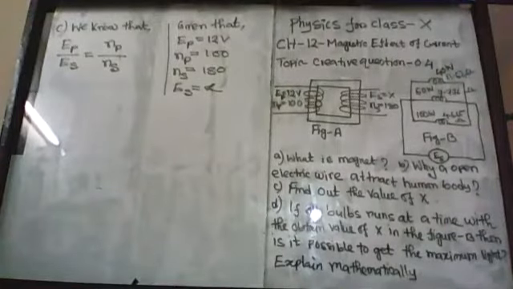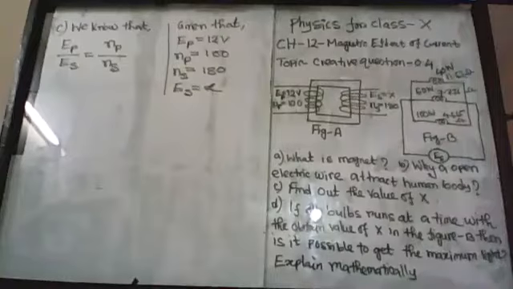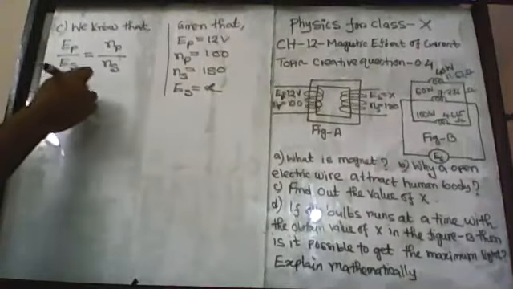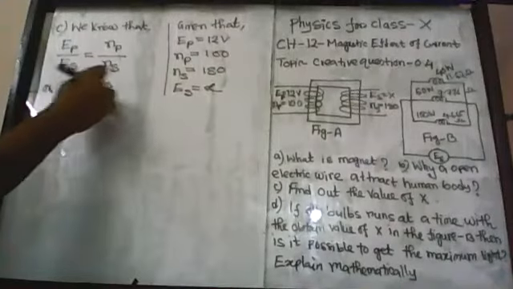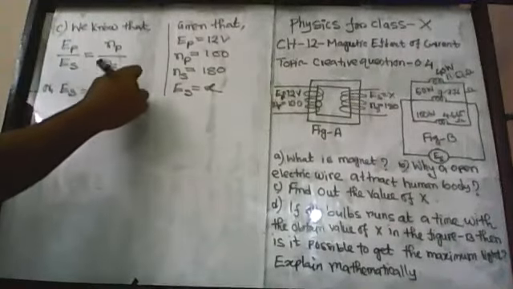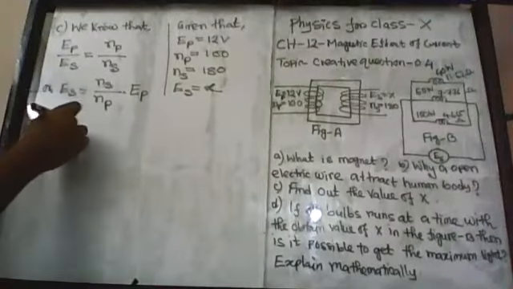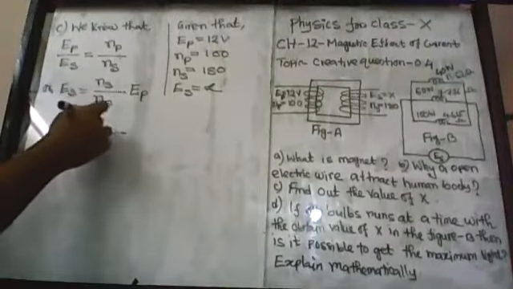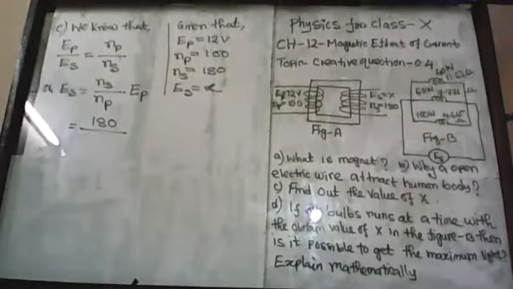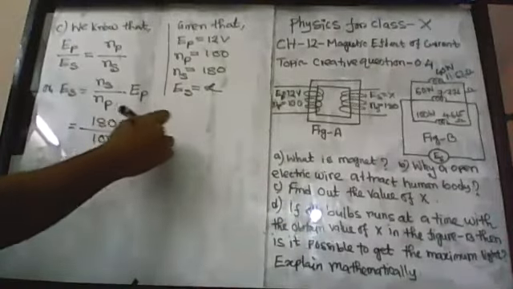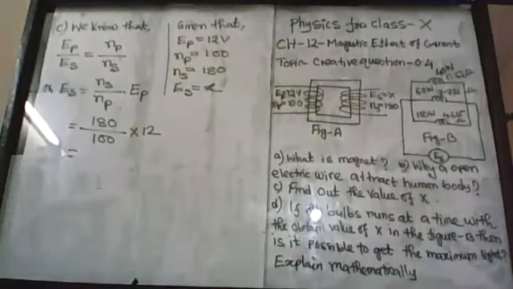From calculation, I want to find out the value of ES. Now, the value of ES will equal NS divided by NP multiplied by EP. The value of NS is 180, the value of NP is 100, and the value of EP is 12 volts. So, what is the value of ES here?